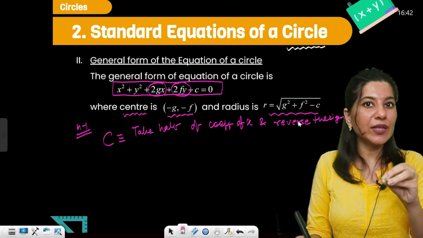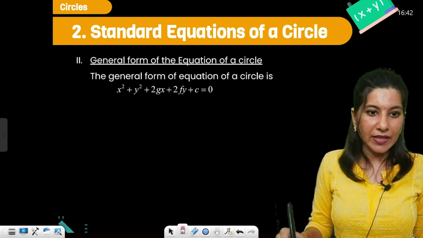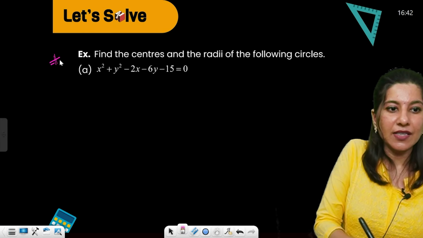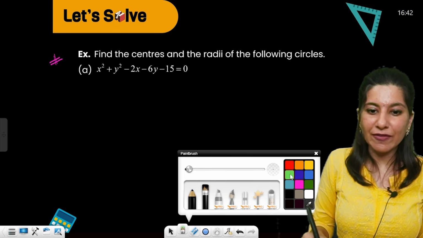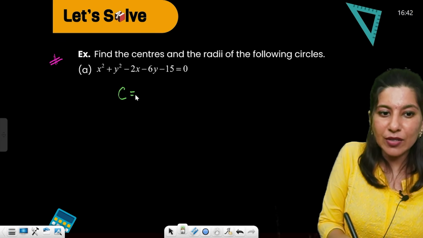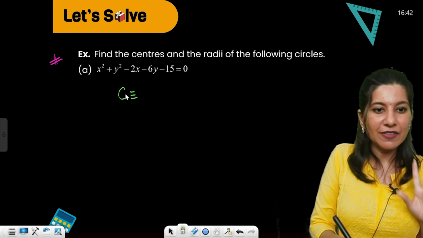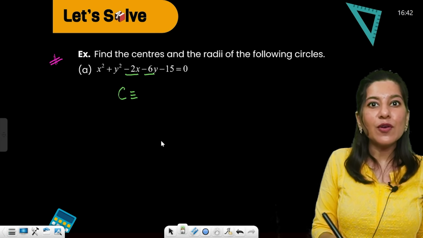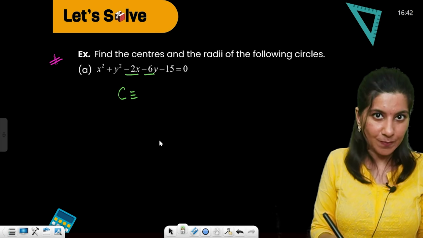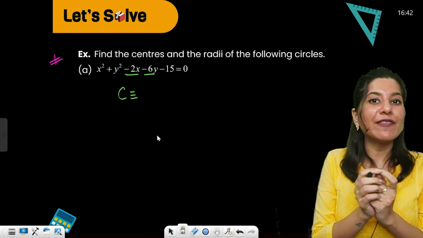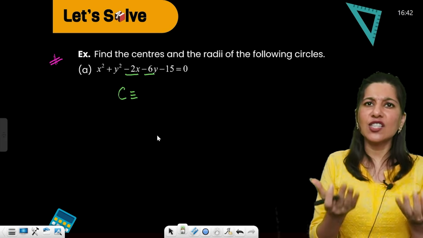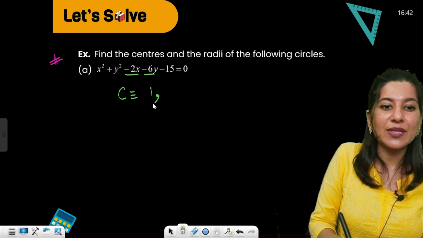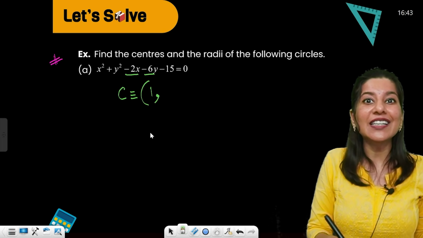Same, you have to do it with y. Okay, so in here let me just take an example. If this is the equation and you have to find the center of the circle, how will you find it? First of all, we need to identify the coefficient of x and the coefficient of y. The coefficient of x is -2. Now what you have to do is take half of it. Half of -2 will be -1, and reverse the sign, so it will be 1. So this will be the x coordinate of the center.